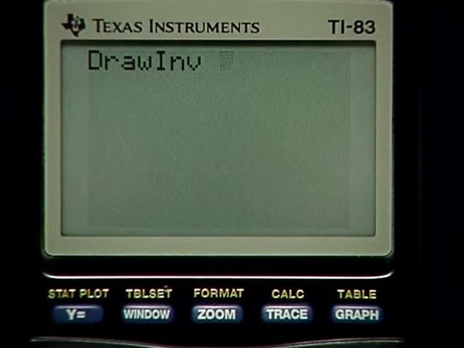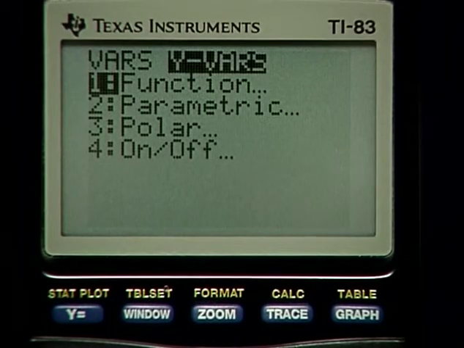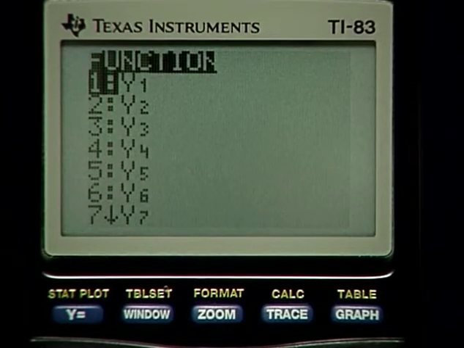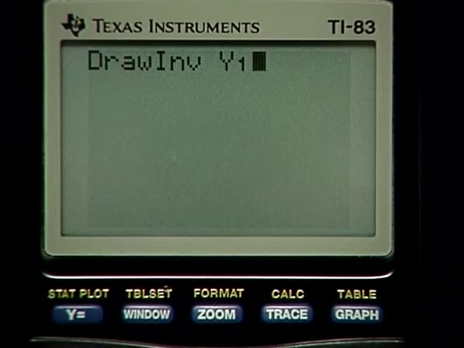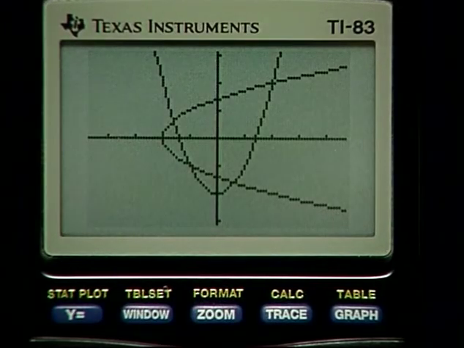Draw inverse of what it's saying. Well, we want to enter y1. Now, to access y1, it's the y variables menu that we want. So press Vars and cursor right one time. It's a function, so I'll press Enter here, and then Enter again because it's y1. Now, draw inverse of y1 is what this is saying, and it's going to draw it right on top of our original graph once I press Enter. And here is that inverse relationship, which is not a function.